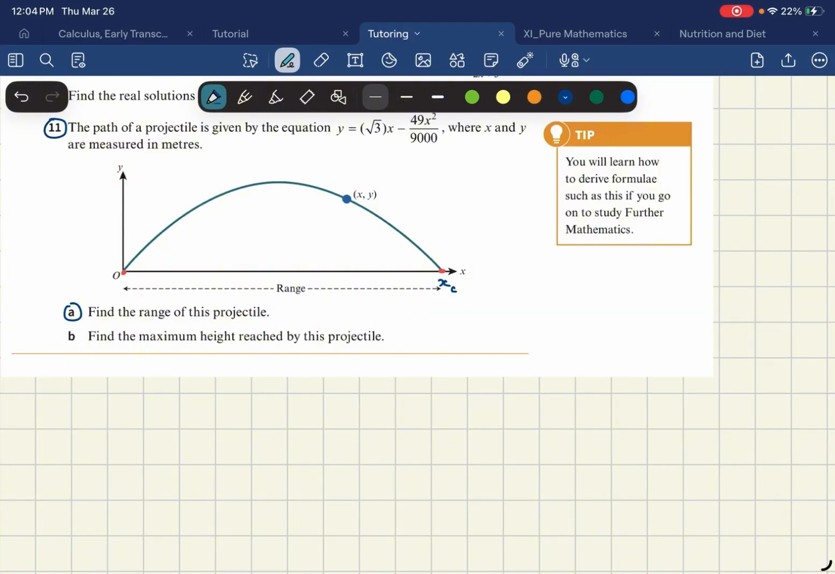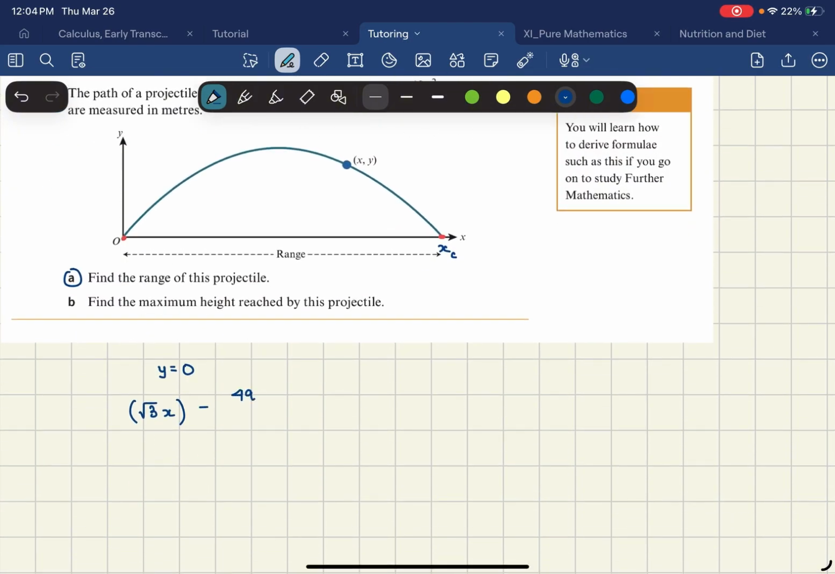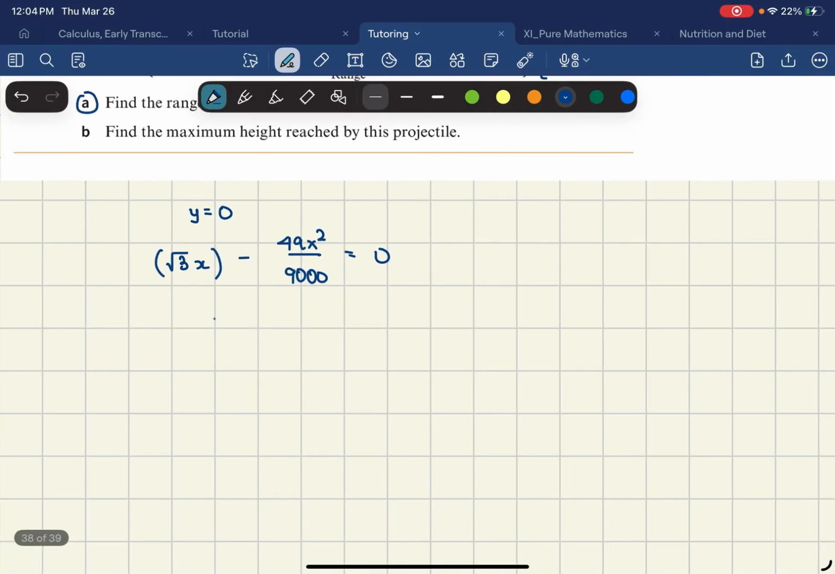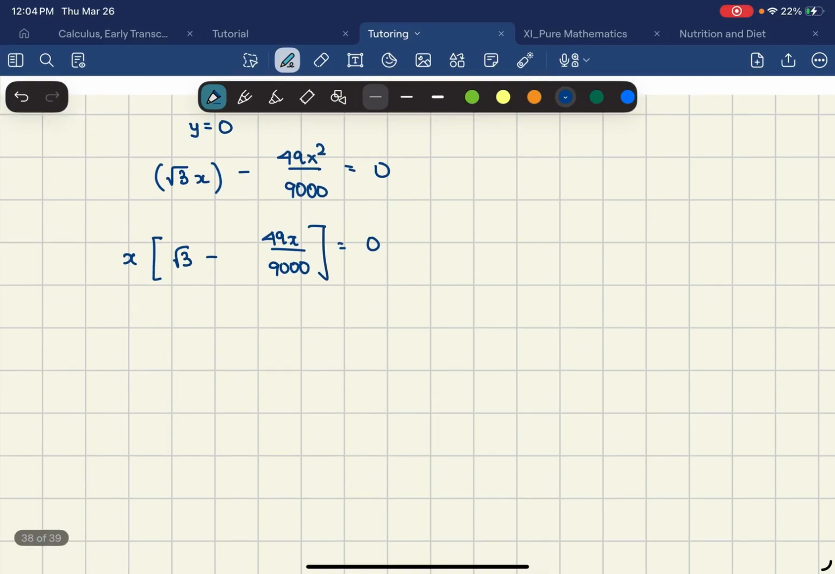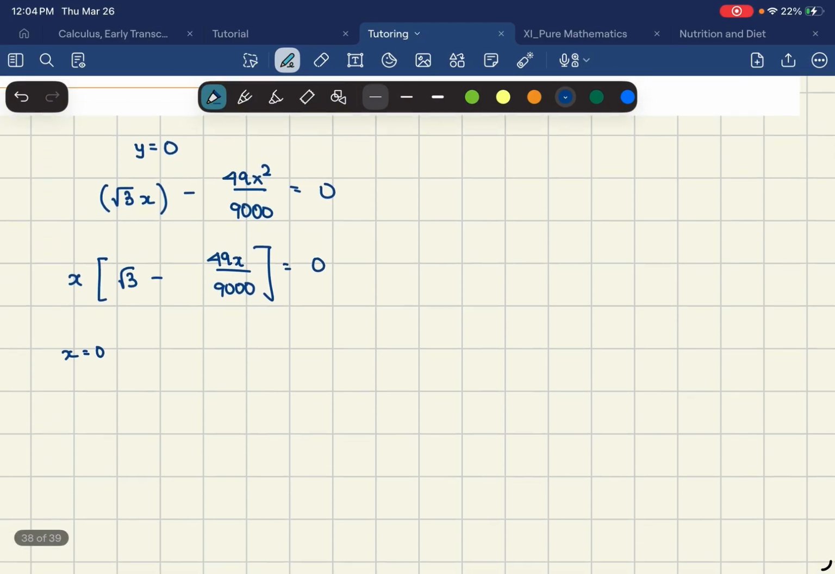So basically, we want to solve the equation for y equals 0. Therefore, square root of 3 x minus 49 x squared divided by 9,000 should equal 0. This is what we're solving for. And pretty much you can factor out an x here, right? So you get x times (root 3 minus 49x divided by 9,000) equals 0. From this, you get two solutions. Either x is equal to 0, which is where we start. This is the O point. x equals 0 is the origin, so we don't want this.